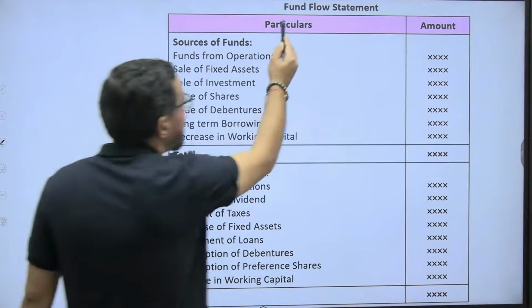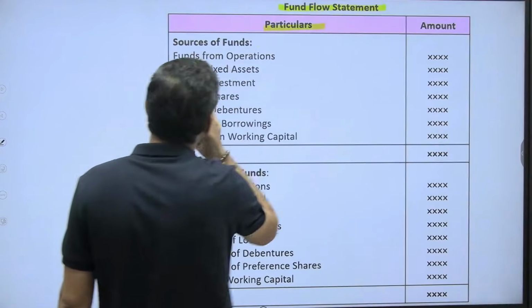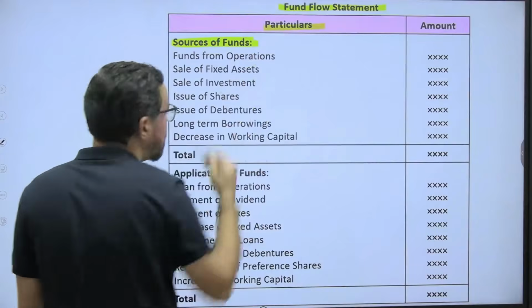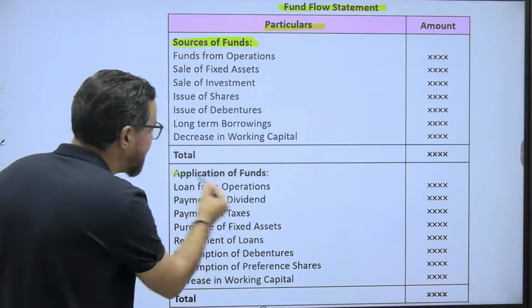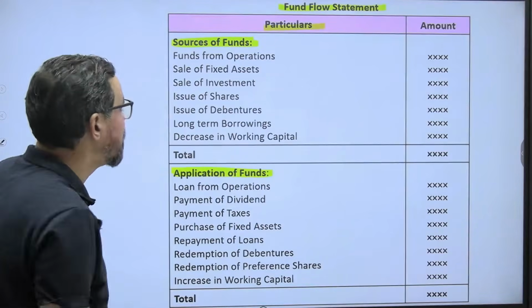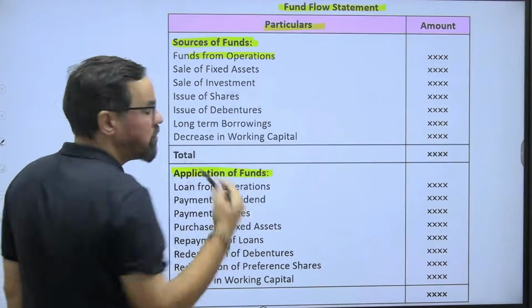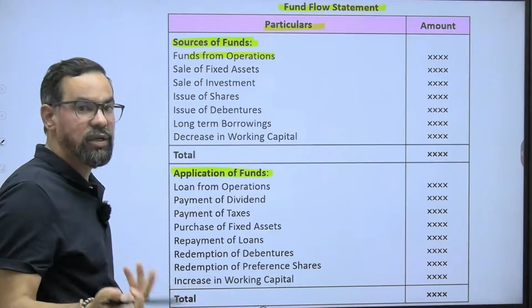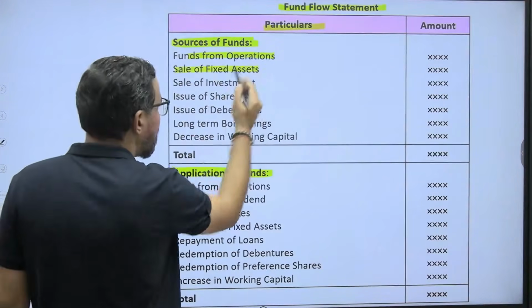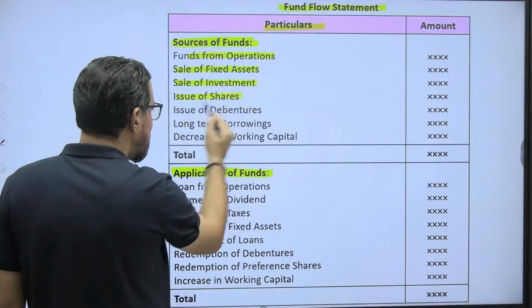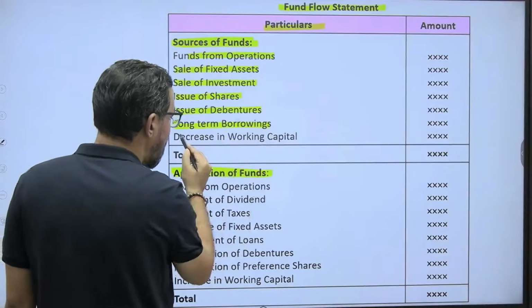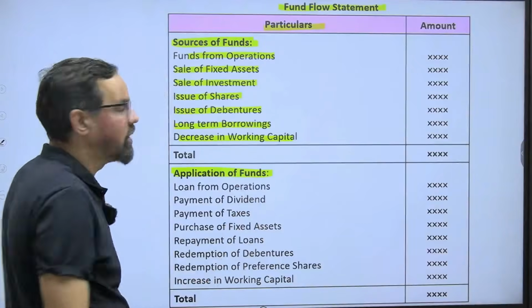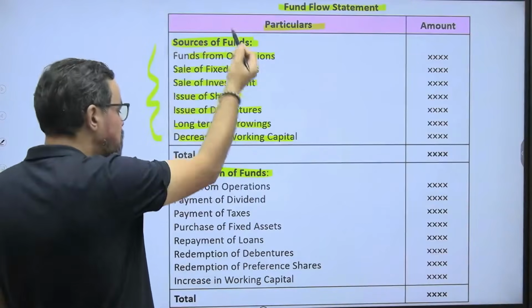So in the fund flow statement, the particulars are the sources of funds and the application of funds. Sources of funds, like funds from operation, means the profit which we have generated. So net profit. Then we have sale of fixed asset, sale of investment, issue of shares, debentures, long-term borrowings, decrease in working capital. These are the components of your sources of funds.